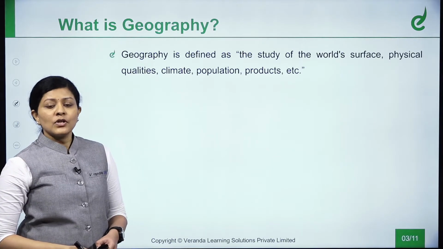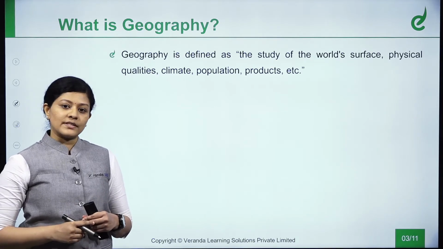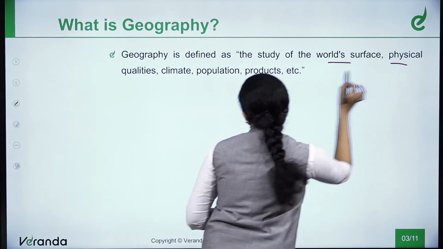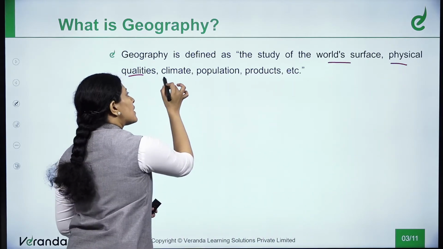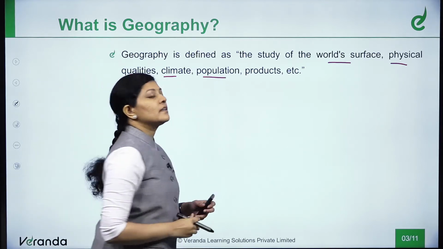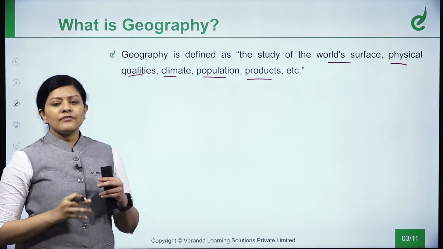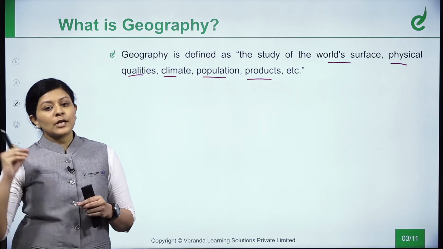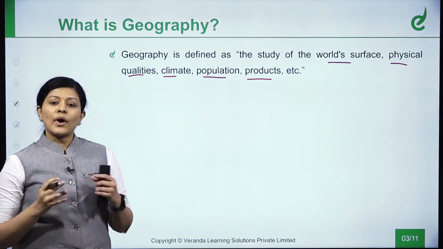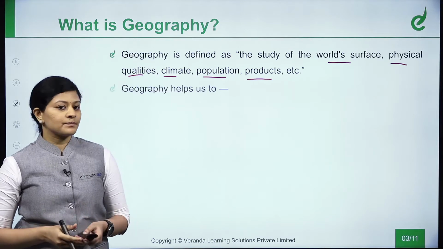What is geography? Geography is defined as a study of world's surface, physical qualities, climate, population, products, etc. We know world's surface and physical qualities. We also can understand what climate roughly it is. And we also study about the population in different parts of the world. What are products? Products are nothing but, we know that few countries are famous for certain products. For example, France is famous for wine, whereas India is famous for spices. Why is it so? What is the natural resource distribution? That also we'll be studying in this subject.